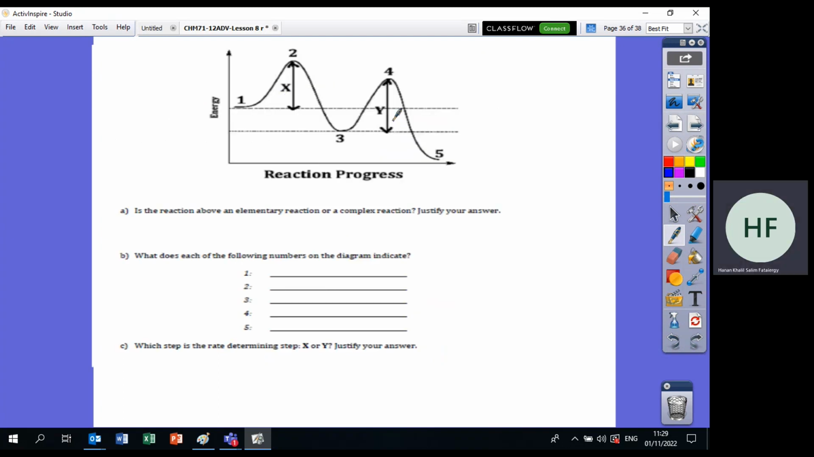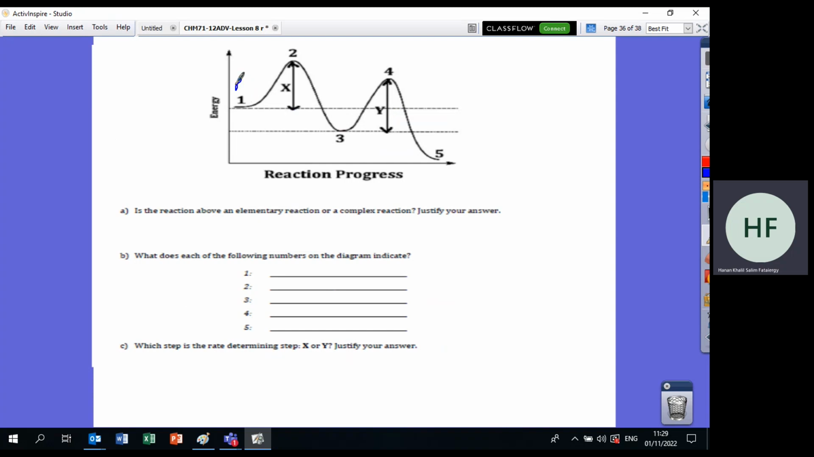Okay, here we have a reaction taking place in 2 steps. This is the reactant, this is the activated complex 1, activated complex 2, this is the product, and this is the intermediate. Is it elementary or complex? Since it has 2 steps, it is a complex reaction. Okay, what does each of the following numbers represent? Of course we wrote them here. Number 1 is reactant, number 2 is AC1, number 3 is intermediate, AC2, and this is the product. Which is the rate determining step?